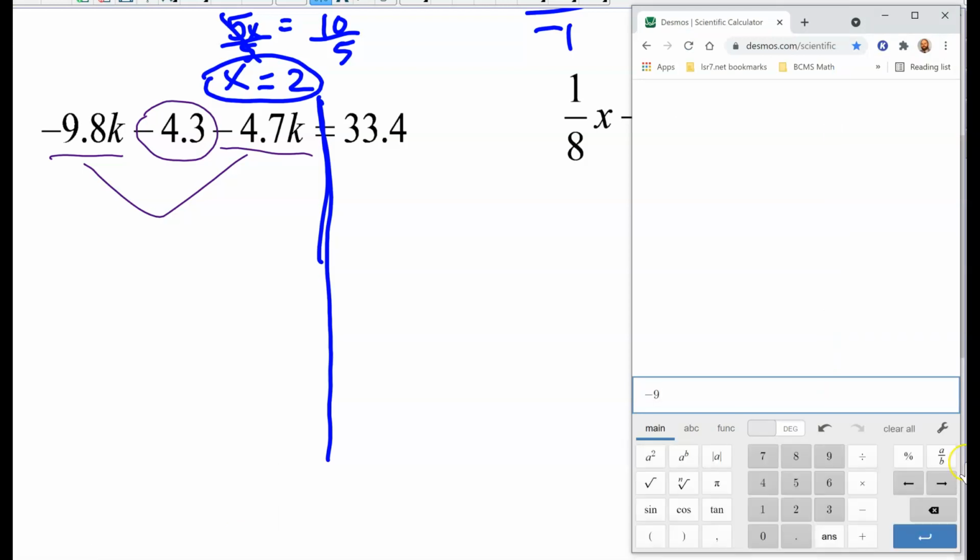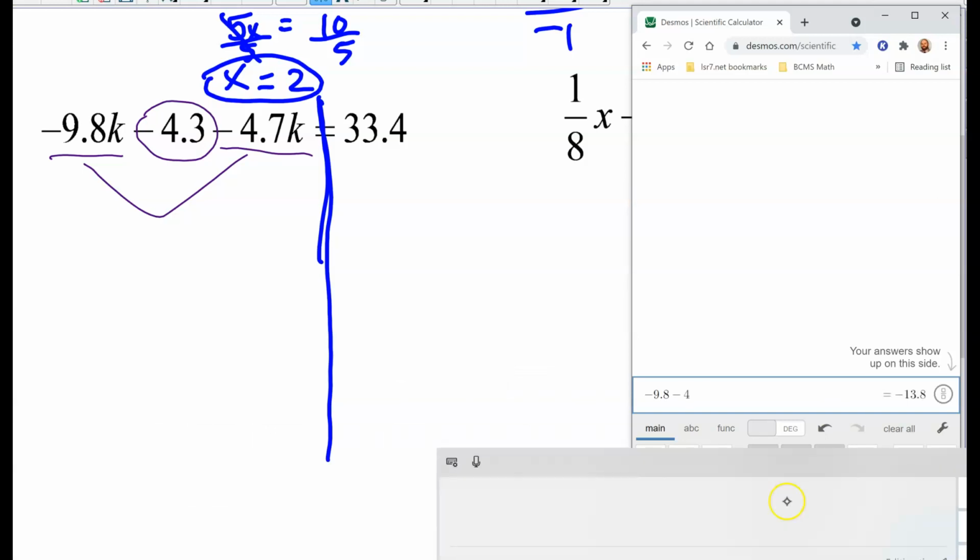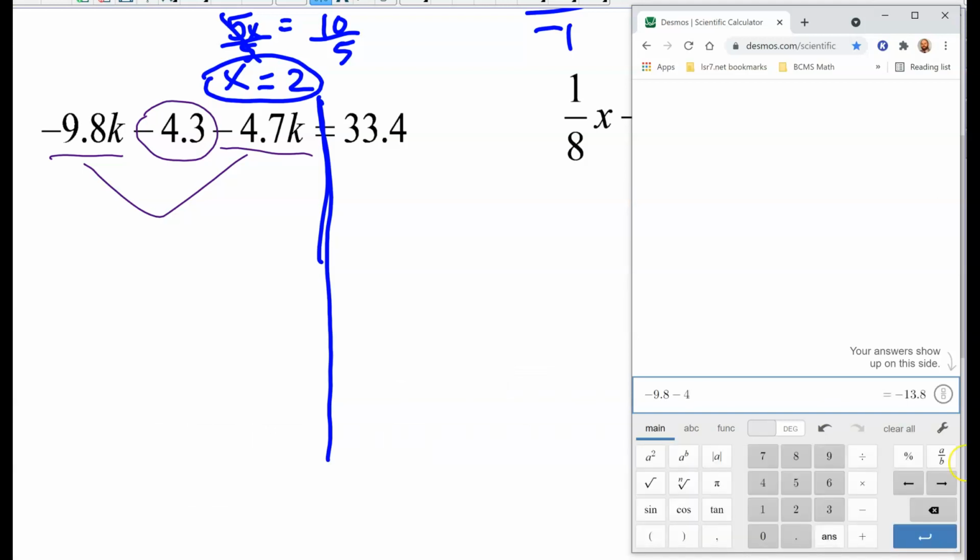Whoops, hit the wrong button there. 9 and 8/10. It's still popping up for some reason. There we go. Negative 9 and 8/10. And then I'm going to subtract when I'm going through this and answering this. Maybe I should have made that a little bit bigger. 4 and 7/10.